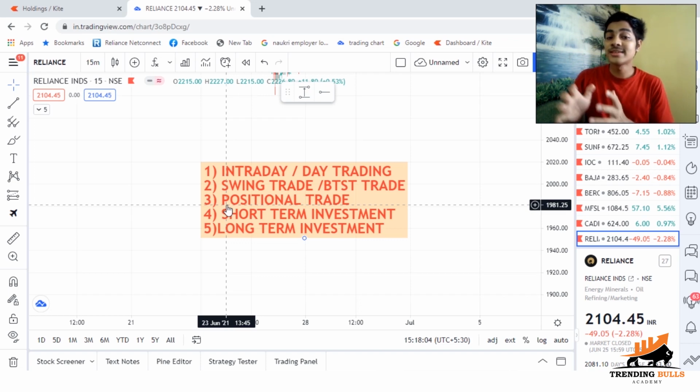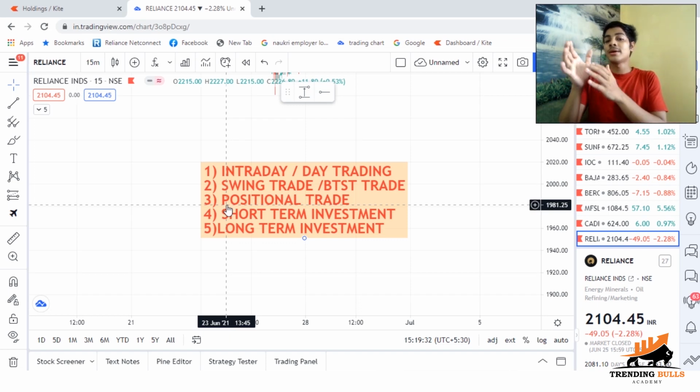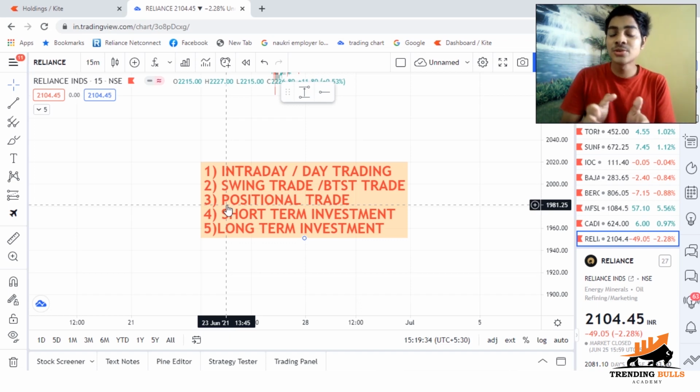Okay, so let's go to the third one, that is the positional trade. Now what is a positional trade and what is the time duration of a positional trade? So positional trade is just like how you do swing trade, but the duration here varies from a few weeks to a few months.